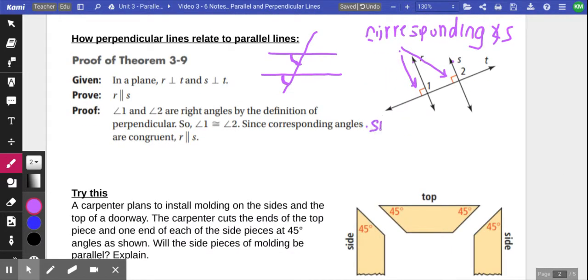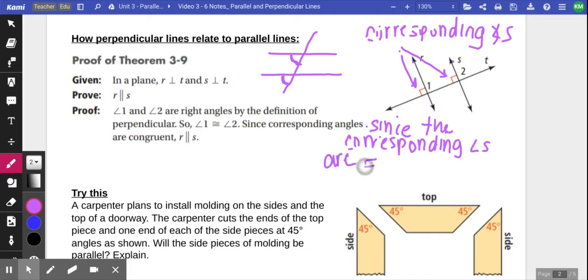So since the corresponding angles are congruent, the lines are parallel. And you know that the corresponding angles are congruent because they're both right angles. And all right angles are congruent. And that's key there, right? That's how we know they're right angles, because they have that little box.